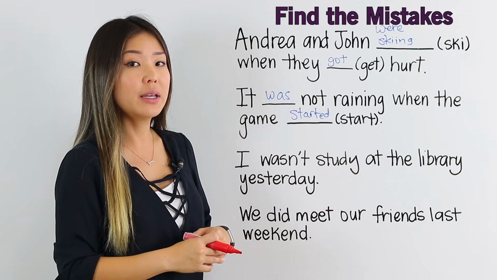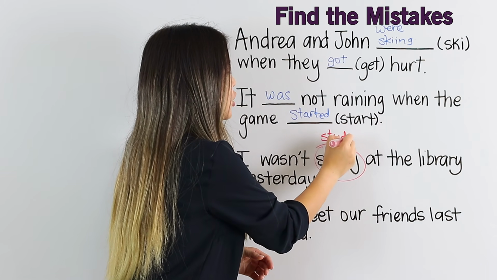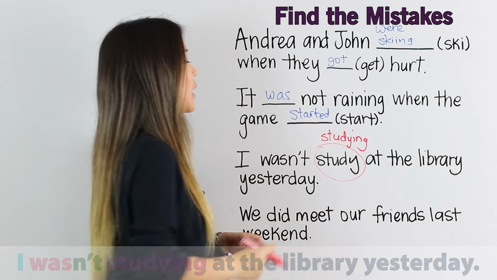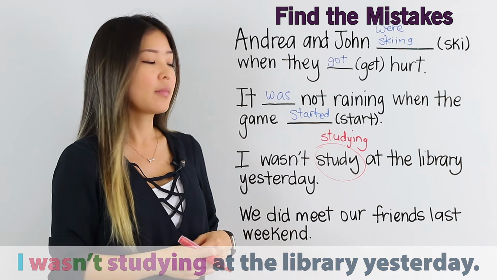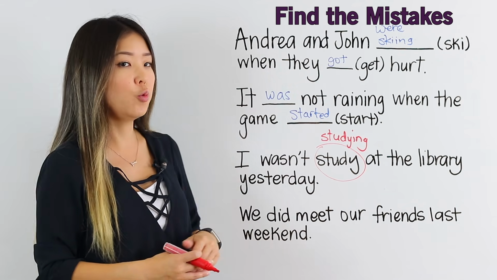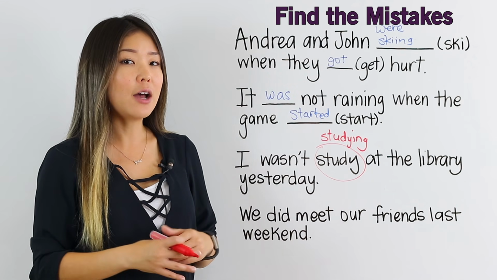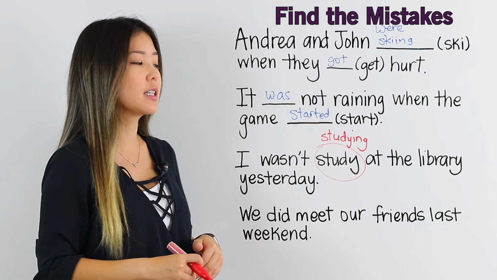Now, the problem is with the verb. Remember, we need to put ing at the end of the verb. I wasn't studying at the library yesterday. And finally, we did meet our friends last weekend. That sounds right, but remember, we're doing the past continuous tense.